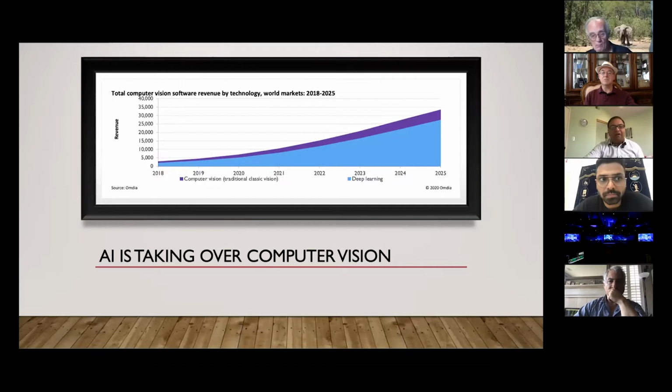And so over the years, classic vision has found its footing in a lot of machine vision systems, but it's being replaced by deep learning or AI. And it's going to be that way for many years. In fact, deep learning systems will make up the majority of computer vision going forward. And that's taking computer vision into all kinds of industries.